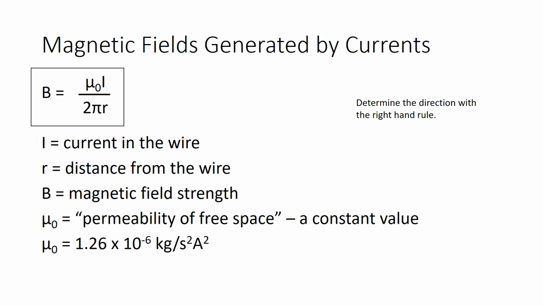It's actually not that bad. It's just pretty. The thing that scares people is this guy right here, this mu with a little O on it. Mu naught, yeah. It's just a constant. Kilograms per second squared per what's it? Amp, because you measure current in amps.